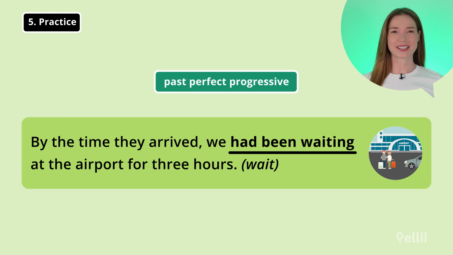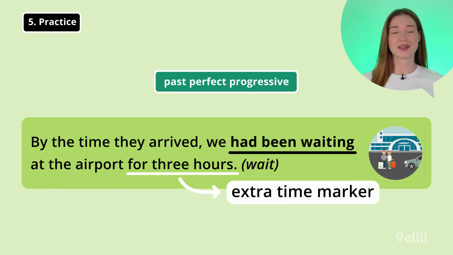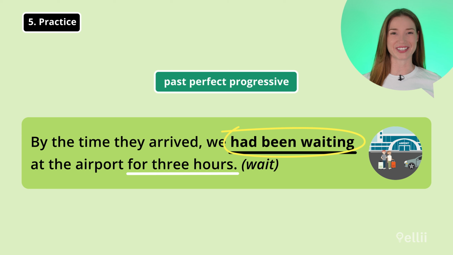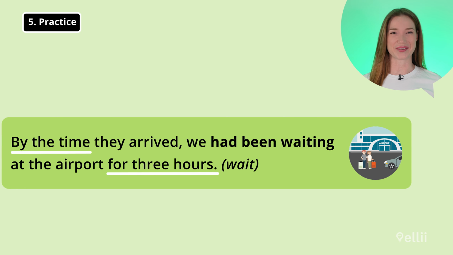The answer is, by the time they arrived, we had been waiting at the airport for 3 hours. The additional time marker for 3 hours means we need the past perfect progressive tense. Let's try another one.